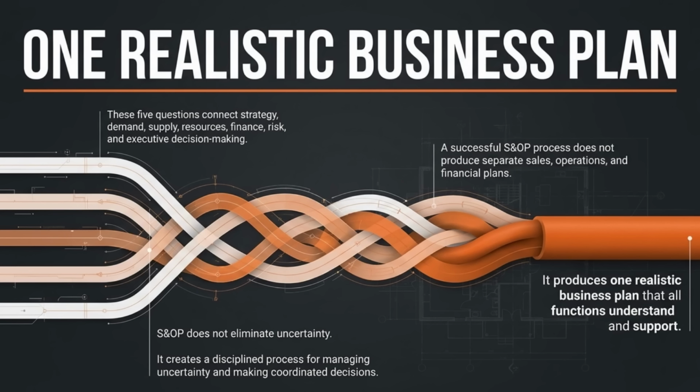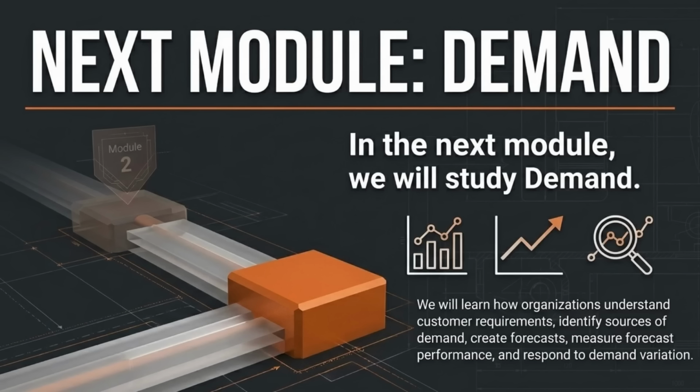S&OP does not eliminate uncertainty. It creates a disciplined process for managing uncertainty and making coordinated decisions. A successful S&OP process does not produce separate sales, operations, and financial plans. It produces one realistic business plan that all functions understand and support. In the next module, we will study demand. We will learn how organizations understand customer requirements, identify sources of demand, create forecasts, measure forecast performance, and respond to demand variation.